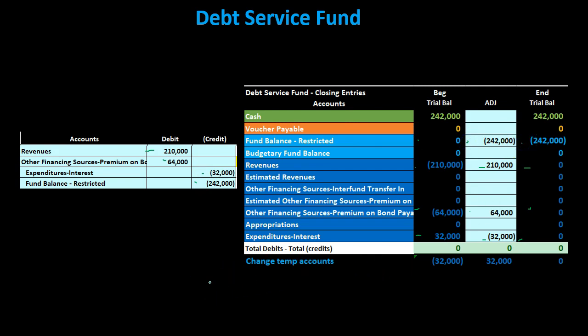The post-closing trial balance for the debt service fund is usually pretty sparse, not too much going on there, which means we've got the cash up top and then assets minus liabilities, cash minus no liabilities equals what's in the fund balance, kind of like the equity section, the $242,000 in each.